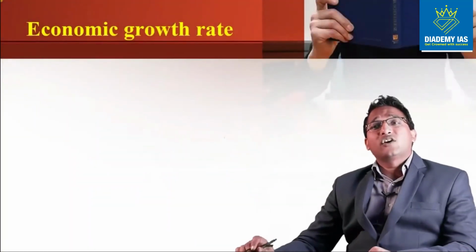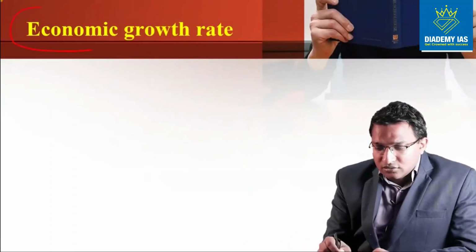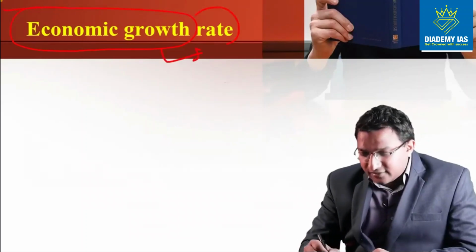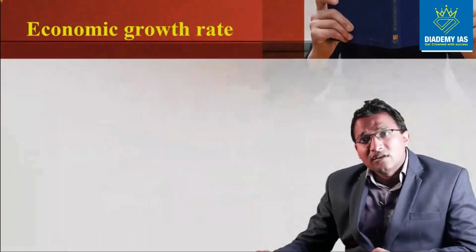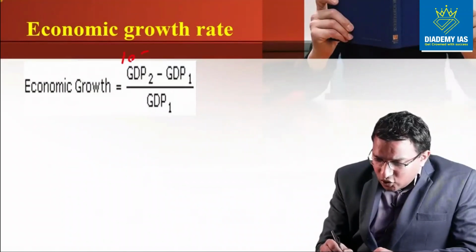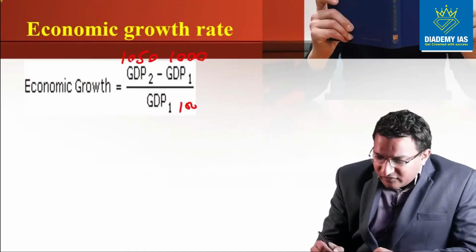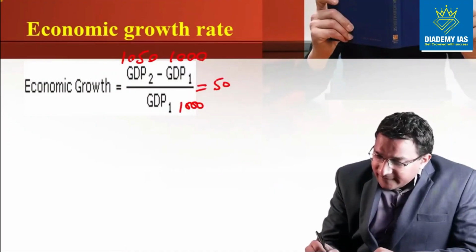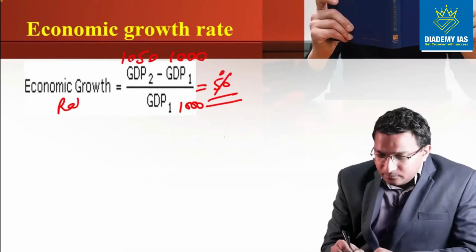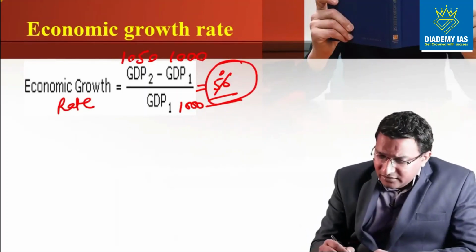Now, how do we calculate the economic growth rate? So we have discussed economic growth. This economic growth is actually calculated in the form of economic growth rate. So how do we calculate? The calculation is very simple. We take the GDP of the current year, for example, this is 1050, and we reduce the GDP of the previous year, for example, this is 1000, and we divide by the GDP of the previous year, and the figure comes as 5% actually. This is the economic growth rate. So this comes in the percentage term, right? And here we are comparing year on year.